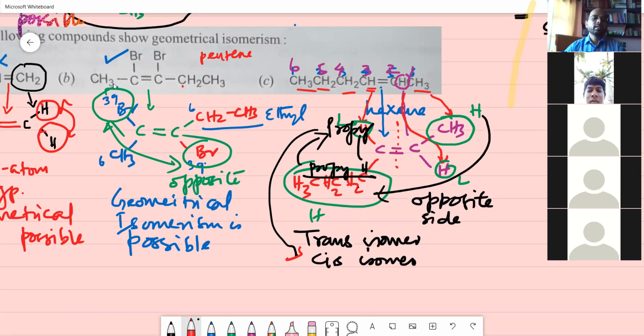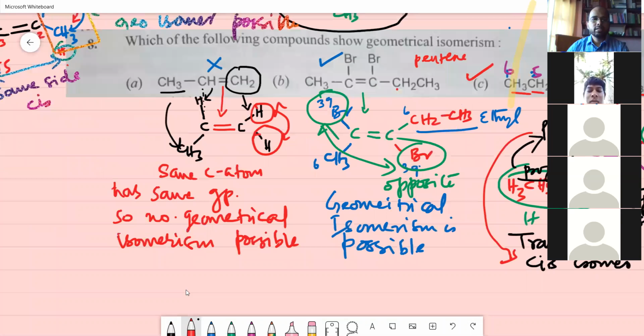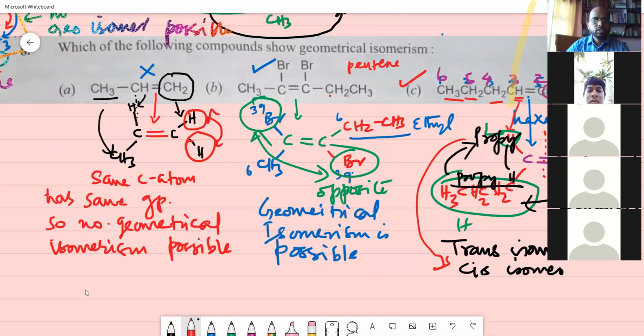So in this question, out of the three examples, A does not show geometrical isomerism. B and C show geometrical isomerism.